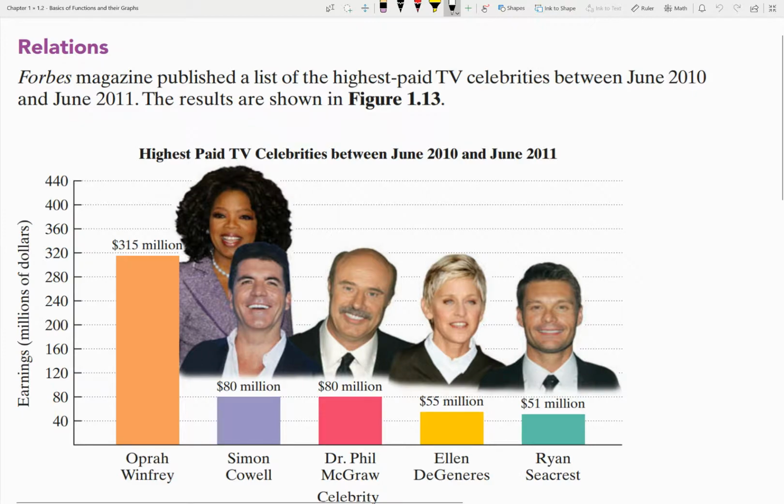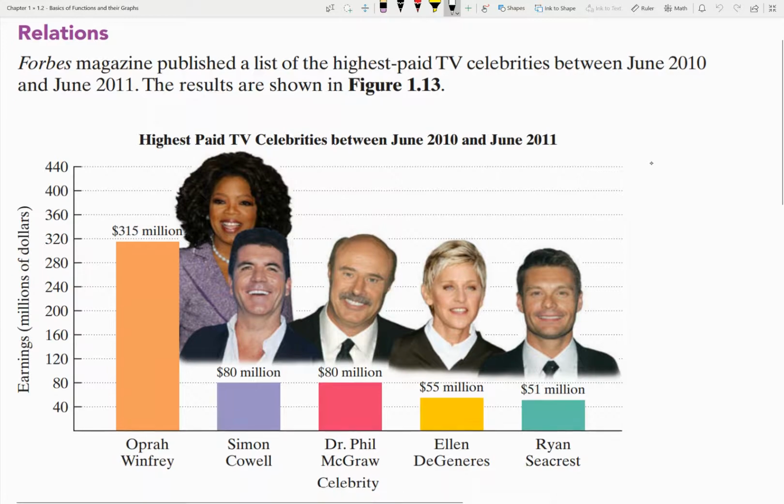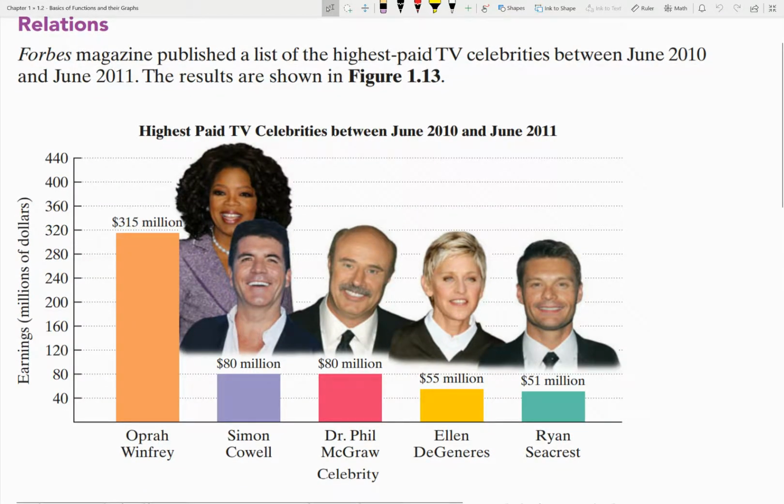So let's start our talk with relations. And the first relation is a little silly here. And this is a little old, as you can see. This graph represents the highest paid TV celebrities between June 2010 and June 2011. So when you're looking at this graph here, you might notice a few things. First, you notice that it has pictures on it. Okay, that's fine, whatever. Next, you might notice that Oprah Winfrey is the highest paid TV celebrity for this year. Okay, you might notice that the other people made a decent amount of money as well.